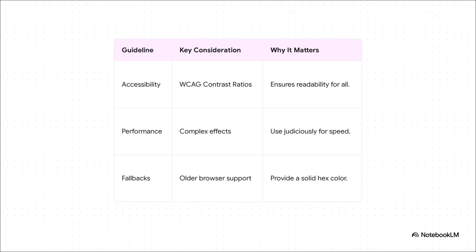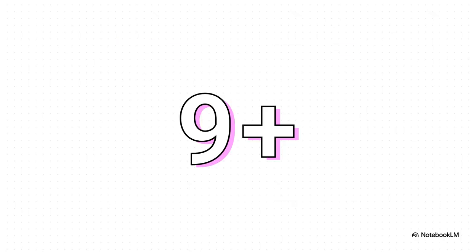Now, RGBA is super efficient, but if you go crazy with dozens of complex transparent layers, things can slow down, so just use them thoughtfully. And finally, fallbacks. For really old browsers, it's always good practice to provide a solid hex color as a backup, just in case. But speaking of browser support, you might actually be surprised here. The need for those fallbacks, it's shrinking fast. RGBA is supported by all modern browsers, and get this, it even goes as far back as Internet Explorer 9. So for pretty much any project you're working on today, you can use it with total confidence.